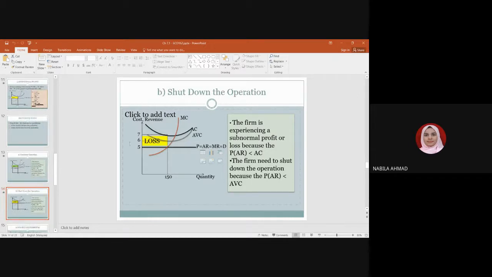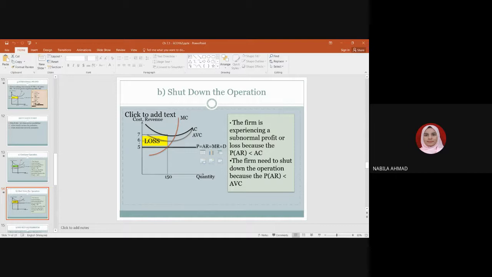So when a firm making losses, average revenue 5, average cost 7. So firm is making losses. So kita kena compare dengan average variable cost. So bila average revenue 5, now average variable cost pula 6. So now average revenue is less than average variable cost. So bila average revenue less than average variable cost, the firm should shut down. Dia kena tutup bisnes dia. Dia tidak lagi boleh beroperasi.